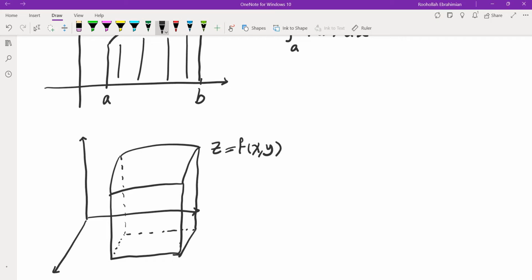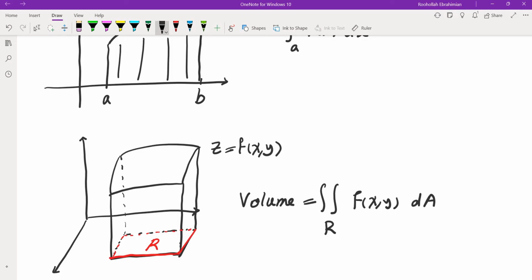So if the region in the xy plane is R, and here I'm drawing a rectangle, but it could be any region, then the volume of this solid is going to be the double integral over R of f of x, y dA. So f of x, y is the height and dA is the area. Once you multiply the area by the height and you add it up, you get the total volume.